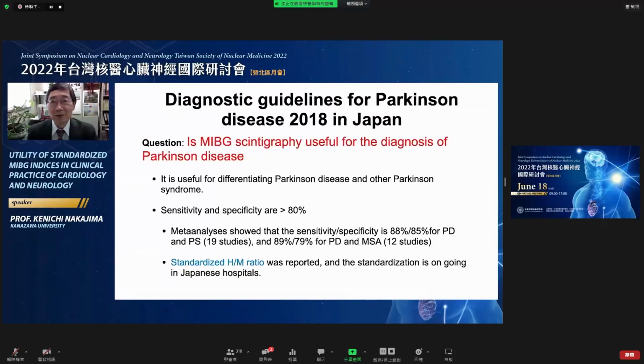The 2018 diagnostic guidelines for Parkinson's disease in Japan raise this question: is MIBG scintigraphy useful for the diagnosis of Parkinson's disease? The answer is yes. It's useful for differentiating Parkinson's disease from other parkinsonian syndromes, and sensitivity and specificity are more than 80%. In that statement, the standardized H2M ratio was reported, and standardization was ongoing in Japanese hospitals. That was 2018, so now it's almost finished.